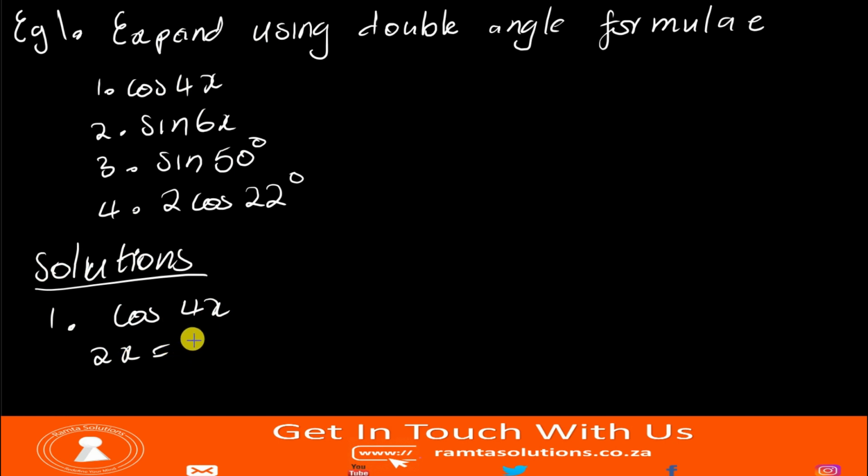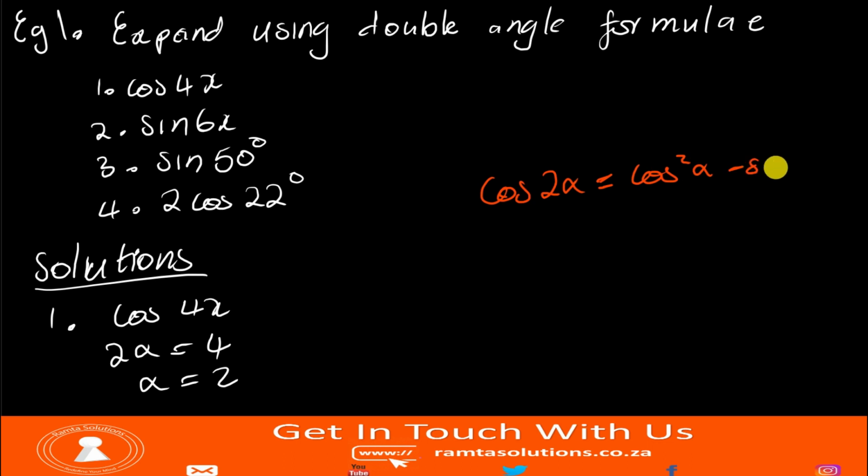So if 2x is equal to 4, let me say 2 alpha is equal to 4. If 2 alpha is equal to 4, this should be telling you that alpha is equal to 2. Remember, I'm using alpha from that knowledge of cos 2 alpha is equal to cos square alpha minus sine square alpha. So this means the angle that I'm working with, half of 4x, is 2x. Or if you like, you can say alpha equals half times 4x, which is 2x.